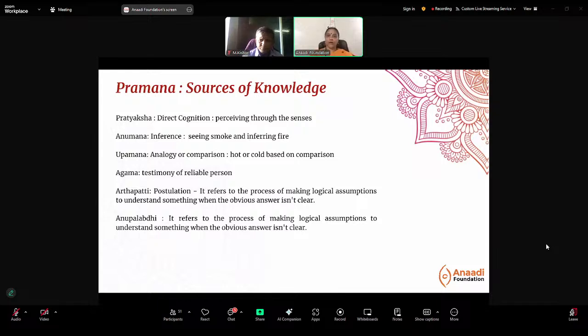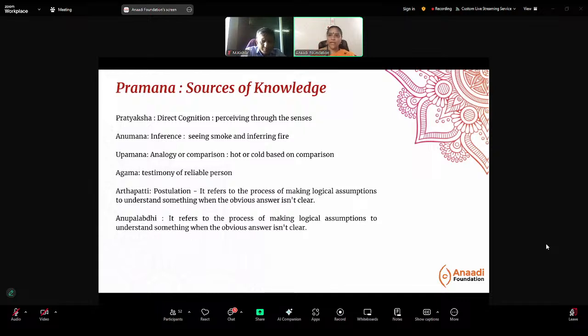The other source of knowledge is agama, which is the testimony of a reliable person. So there are, for example, books, as I was sharing, books are agama. Any research, for example, the knowledge of an expert. You might not have tested it, but the expert has tested it out and is telling you or has written it in a book or a research paper. You trust that person and hence you trust that source of knowledge, right?